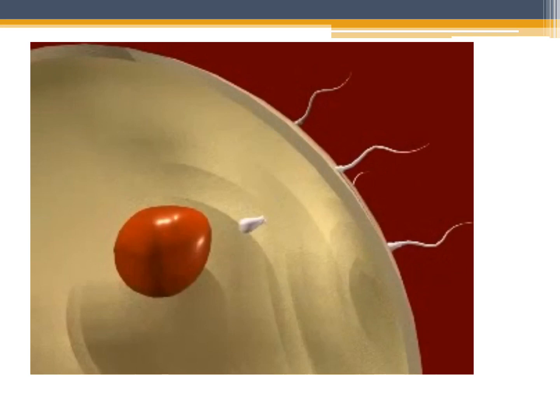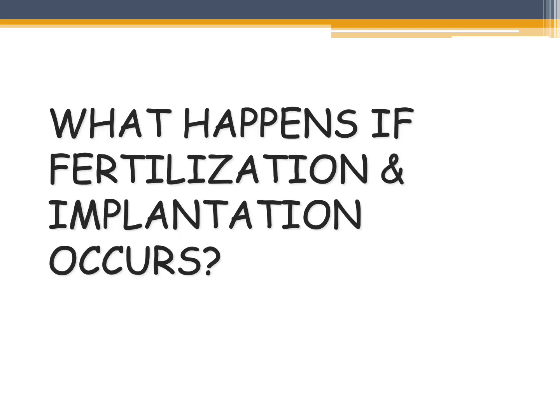And so here we go. So what happens if fertilization and then subsequent implantation takes place? The pregnancy event. Well, there's going to be a change of hormones. And the change of hormones is there to ensure that the endometrium stays in its proliferative phase.